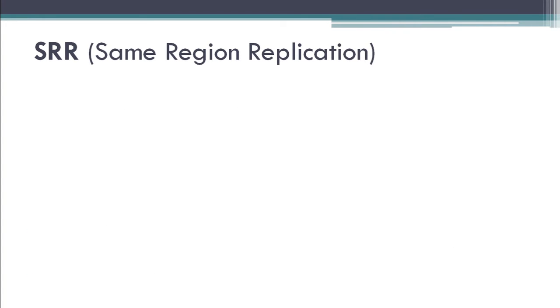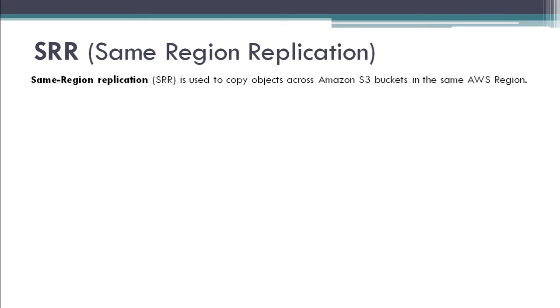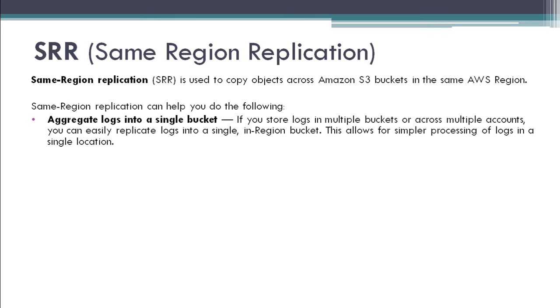Moving ahead with same-region replication, SRR. As the name suggests, SRR is used to copy objects across Amazon S3 buckets in the same AWS region. So if your source and destination buckets are in the same AWS region and you want to replicate your objects within that region, you can use SRR. Same-region replication can help you do the following. These are the use cases for SRR.